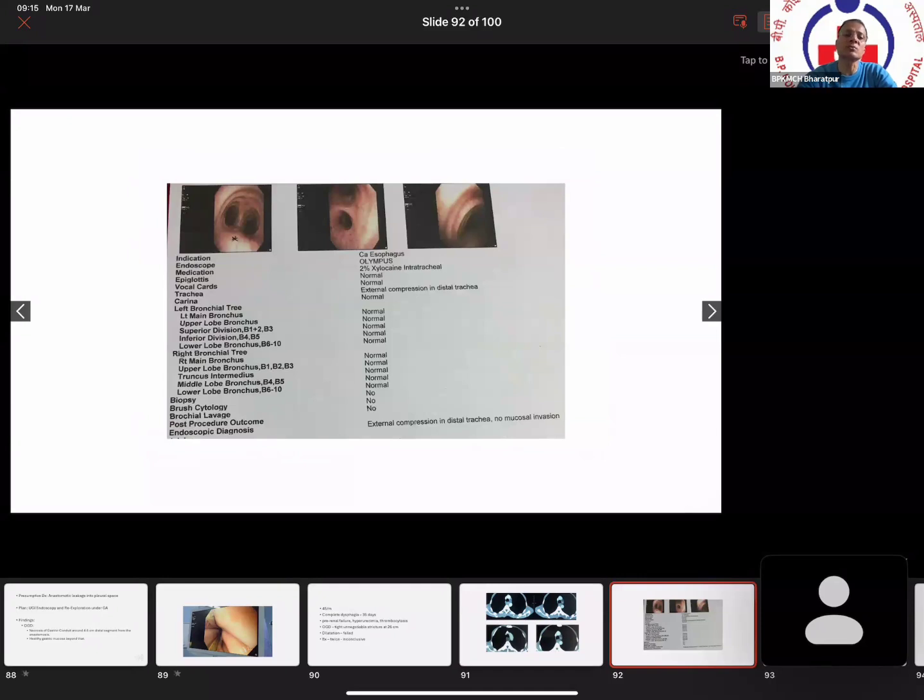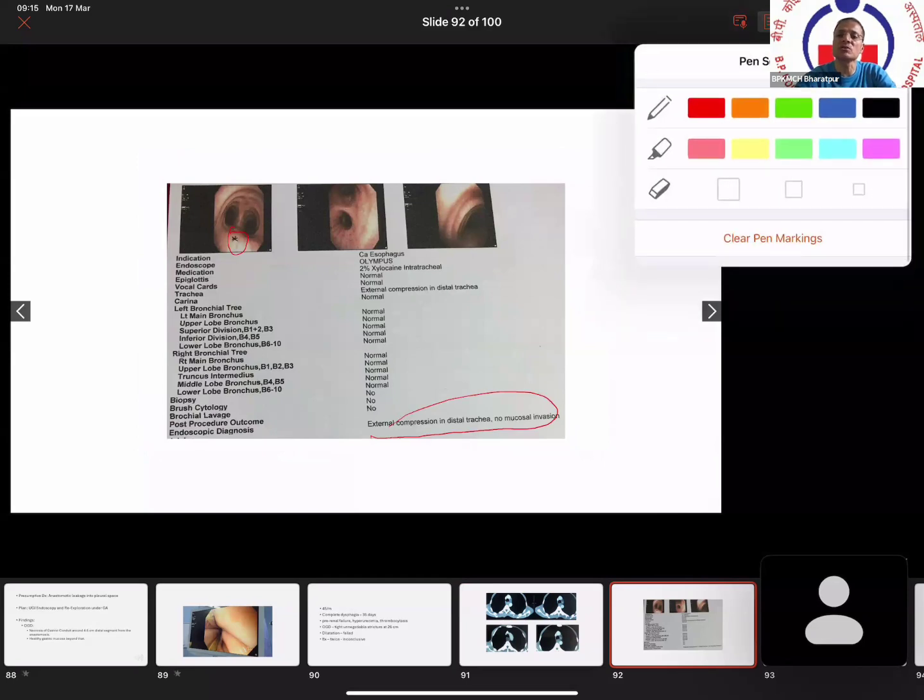Before surgery, the bronchoscopy was done. At this point, we can see the membranous part of the trachea, the posterior part, was pushed. It was not invaded, it was moving very well. So there was external compression of the distal trachea, which was noted during the bronchoscopy of this patient.